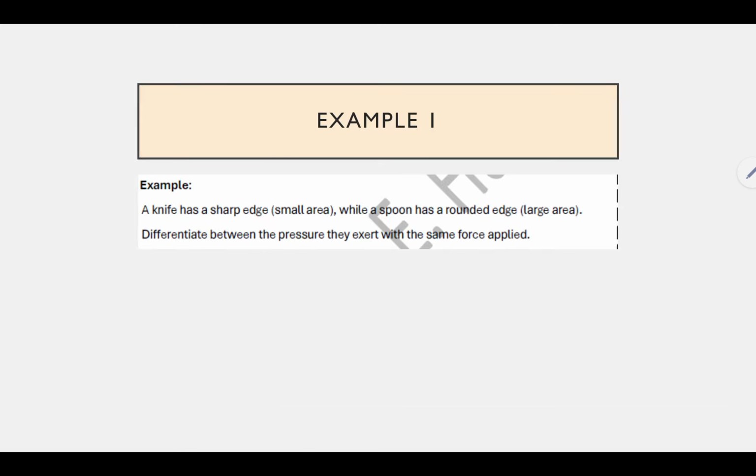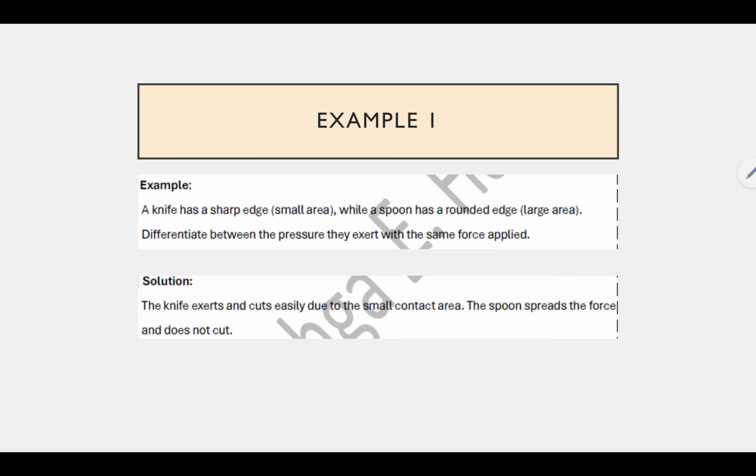Here's an example. Try it on your own and unpause when you're done. A knife has a sharp edge, so small area, while a spoon has a rounded edge, so large area. Differentiate between the pressure they exert with the same force applied. The knife exerts more pressure and cuts easily because it has a small contact area. The spoon spreads the force and does not cut because it has a large surface area.